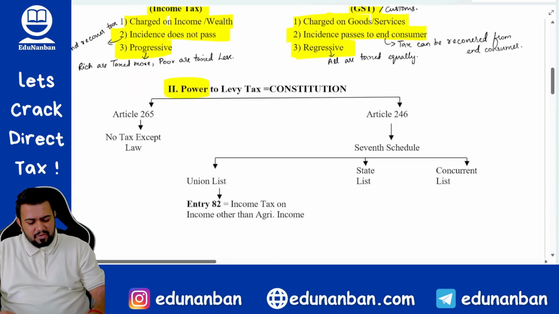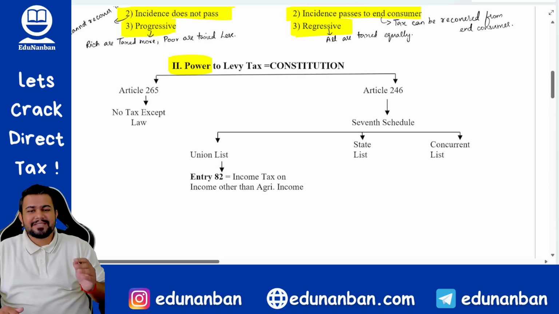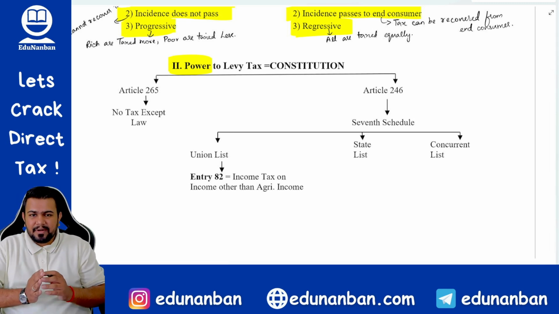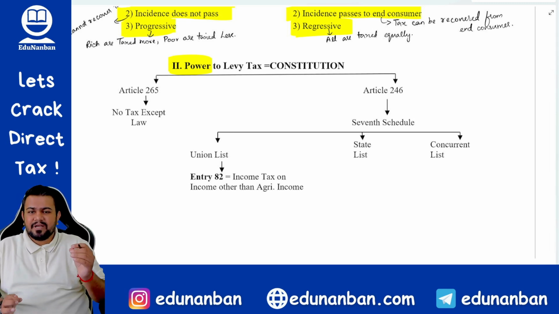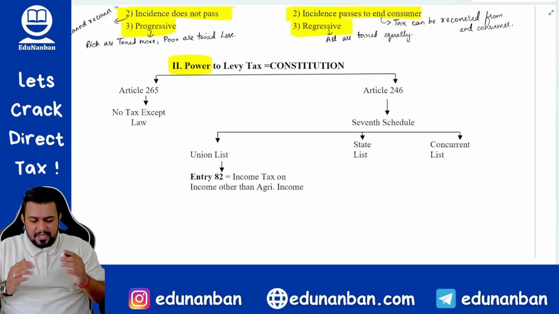Now we are coming to power, the concept of power. I told you yesterday itself that it is very important for power to be there with the government so that they can collect the taxes. Because if power is not there, then who will obey the orders or demands of the government and give them the taxes? Hence, power is absolutely necessary.